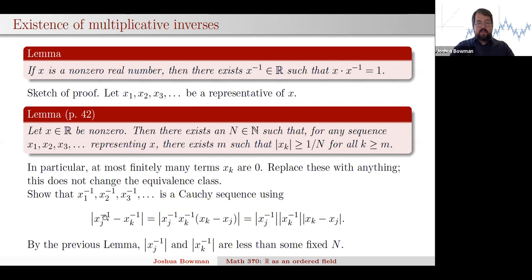Take x sub j to the minus 1 minus x sub k to the minus 1. You can factor out the x sub j to the minus 1 and x sub k to the minus 1. You're left with an x sub k minus x sub j. That's the difference of the original sequence you started with. So because the original sequence was a Cauchy sequence, you know that x sub j minus x sub k, you can keep that small if you go far enough out in the sequence. And so then you want to make sure that the other pieces of this don't get too big.